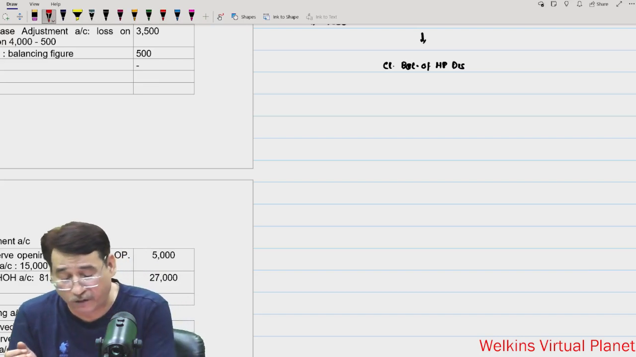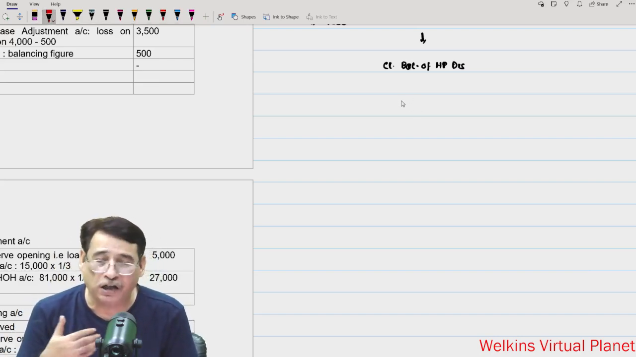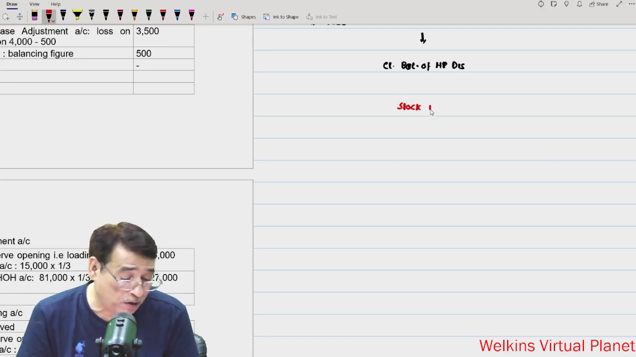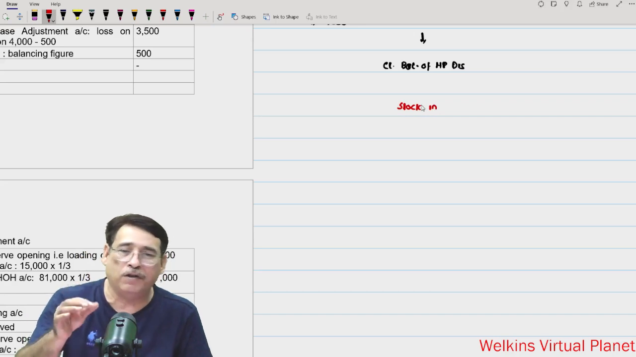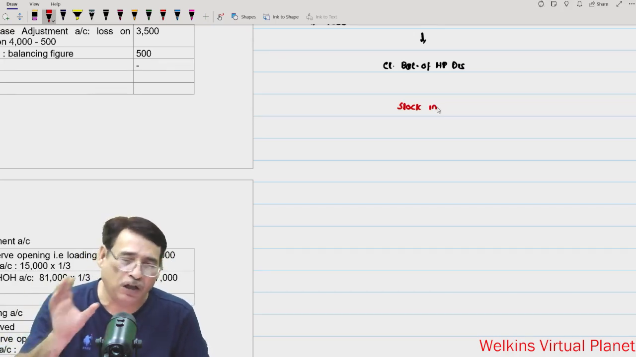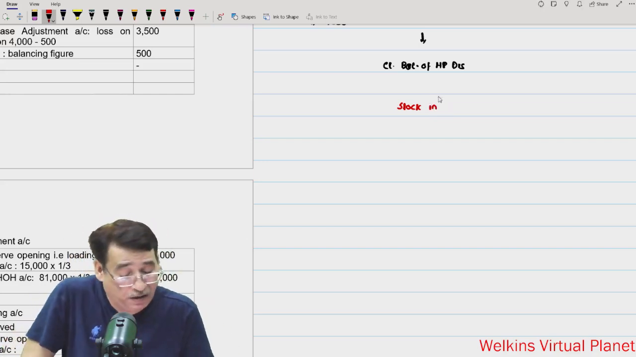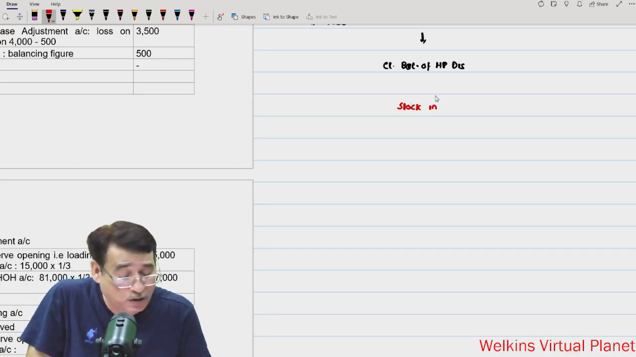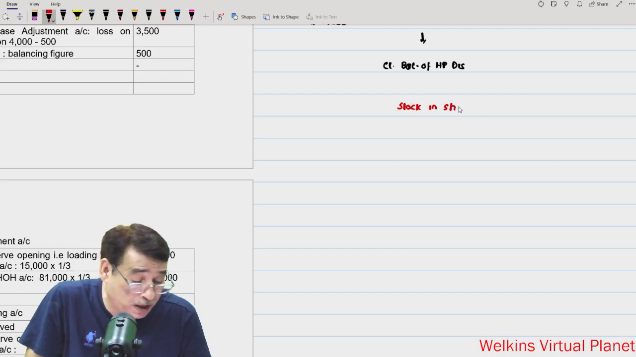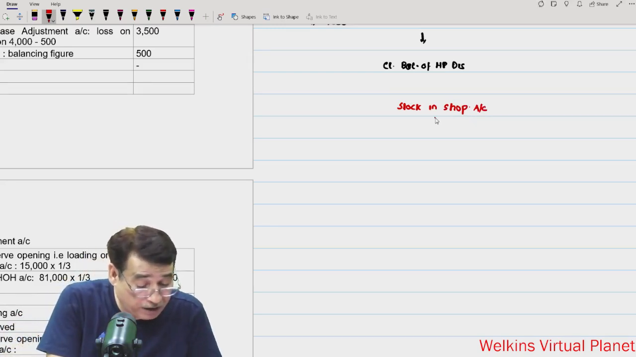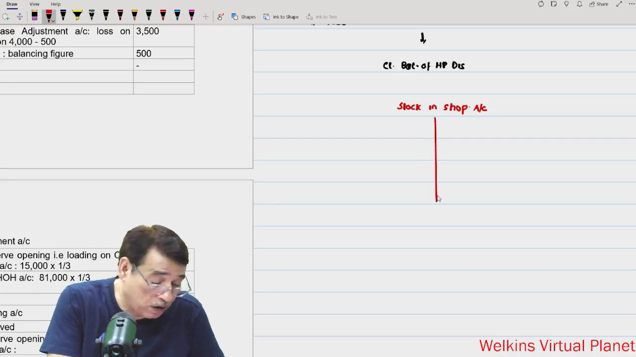So let's start. As I told you, everything will be done in the books of the seller only. The seller will prepare one stock in shop account. Remember one thing: if information is given in the question with respect to stock in shop account, then only you will prepare it, because sometimes, as we will see in upcoming sessions, this account is not prepared. Stock in shop account is also known as stock in godown account. So I will write here stock in shop account. Four lines are enough.